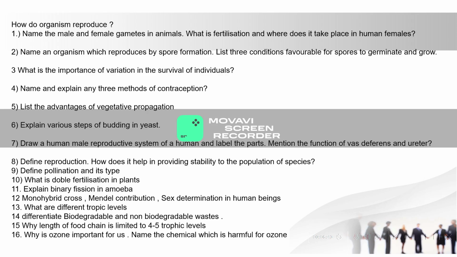Why is ozone important? You know that O3 is ozone, which is present in stratosphere, which is very important for protecting us from harmful UV rays. So this is another very important question.